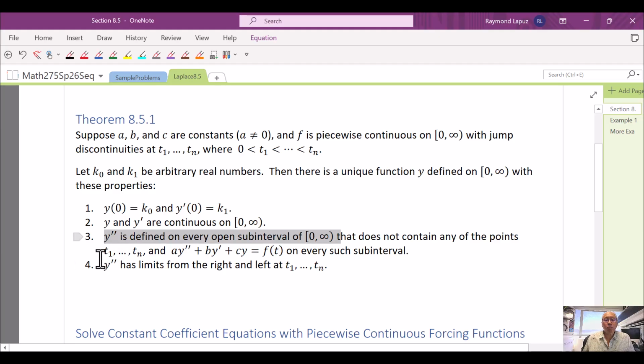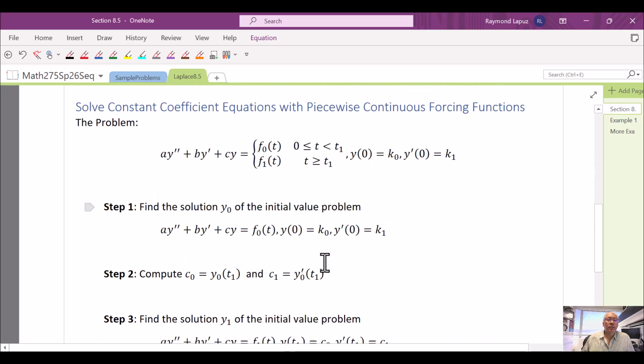And then y double prime, even though it's discontinuous, it'll still have a limit from the left and from the right. In other words, it doesn't just jump up to infinity or anything like that. So those are the key things that this theorem guarantees for us. We'll have a continuous solution is basically the bottom line.